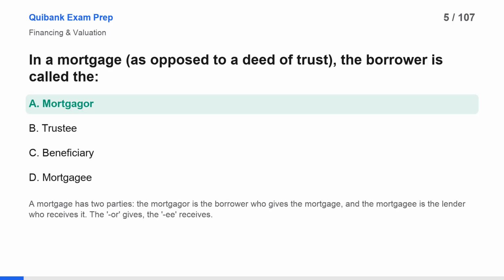The answer is A. Mortgager. A mortgage has two parties. The mortgager is the borrower who gives the mortgage, and the mortgagee is the lender who receives it.